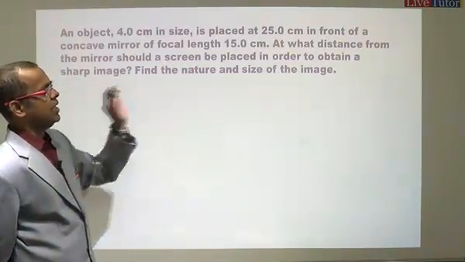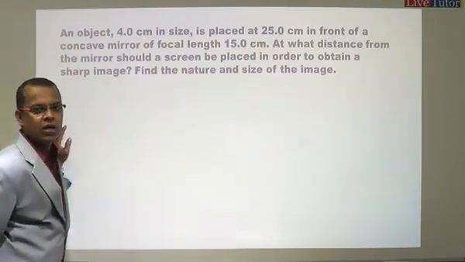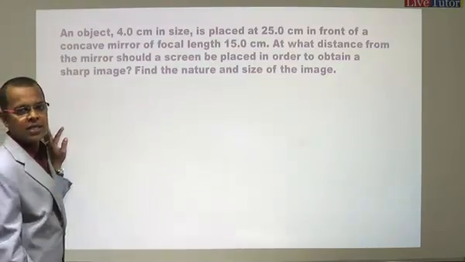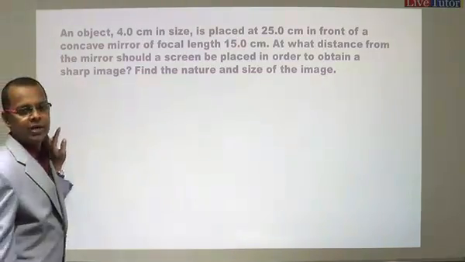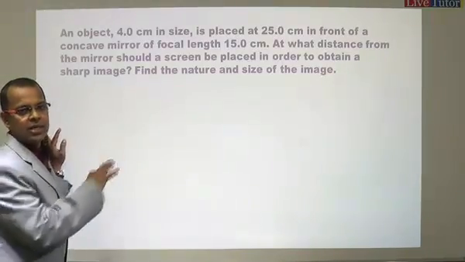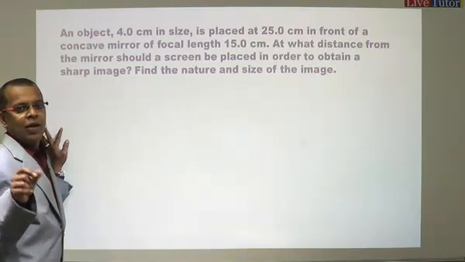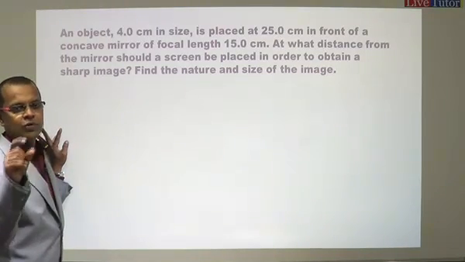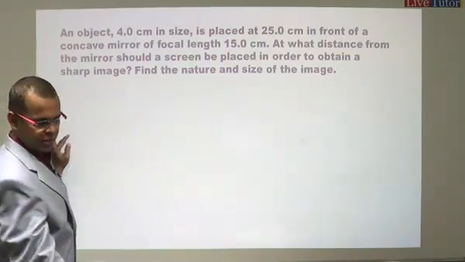That is, they are asking the distance of the image, at what distance it is formed, and the nature and size of the image. Similar to the previous one, but the only thing is the mirror is different. Earlier it was convex, here it is concave. Now we have to remember, for concave mirrors, what the sign conventions are, how the focal length should be taken as positive or negative, image distance, all these things you have to remember.